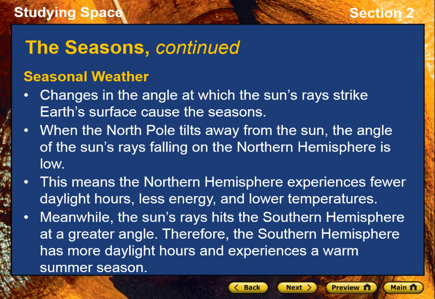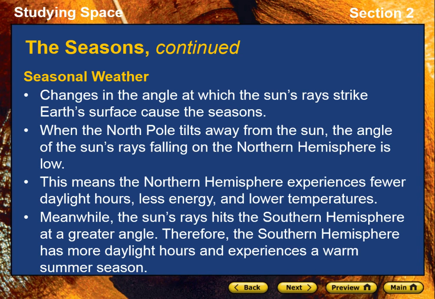Seasonal weather. Changes in the angle at which the Sun's rays strike Earth's surface cause the seasons. When the North Pole tilts away from the Sun, the angle of the Sun's rays falling on the Northern Hemisphere is low. As a result, the Sun's rays spread solar energy over a large area, which leads to lower temperatures. The tilt of the North Pole away from the Sun also causes the Northern Hemisphere to experience fewer daylight hours. Fewer daylight hours also mean less energy and lower temperature. Lower temperatures cause the winter seasons.